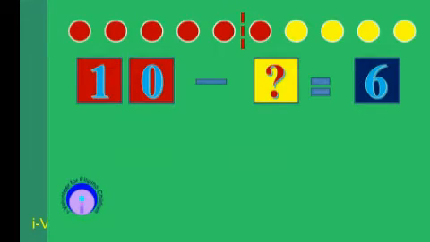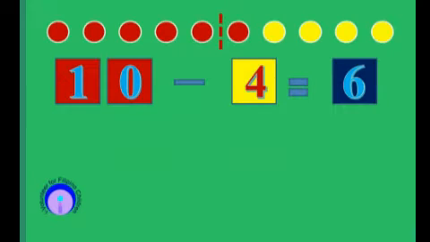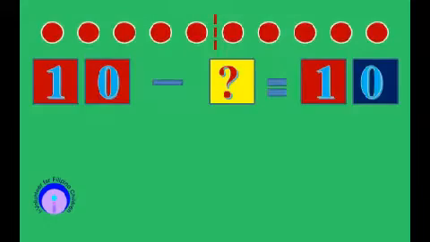If a number is subtracted from 10, it becomes 6. What is that number? You can counter-check your answer by counting the number of red circles. Let's repeat. 10 minus 4 is equal to 6. To find that number, subtract the difference from 10.